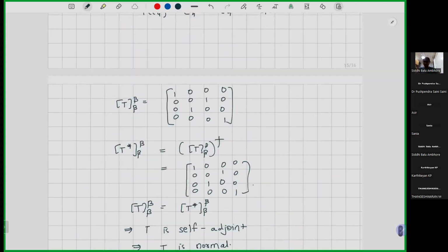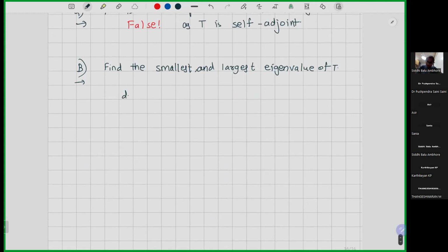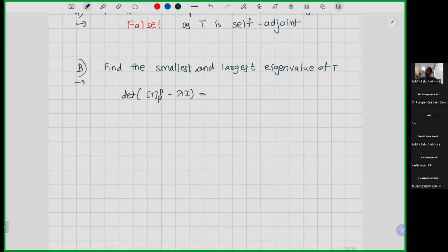Then I can just work with this matrix, the determinant of T beta beta minus lambda I. Okay, and what will I get? It is the determinant of the matrix with rows: 1 minus lambda, 0, 0, 0; 0, minus lambda, 1, 0; 0, 1, minus lambda, 0; 0, 0, 0, 1 minus lambda.